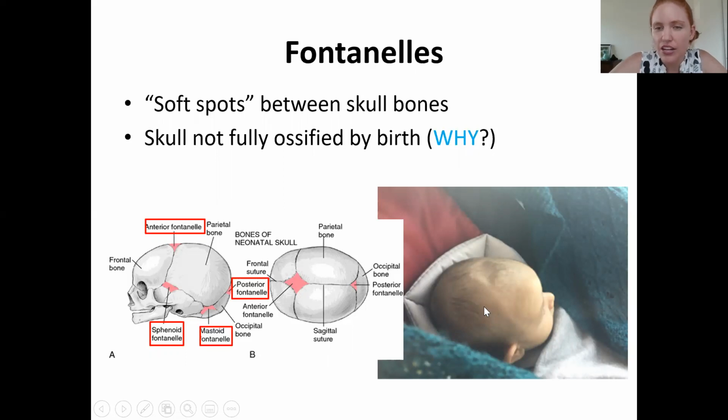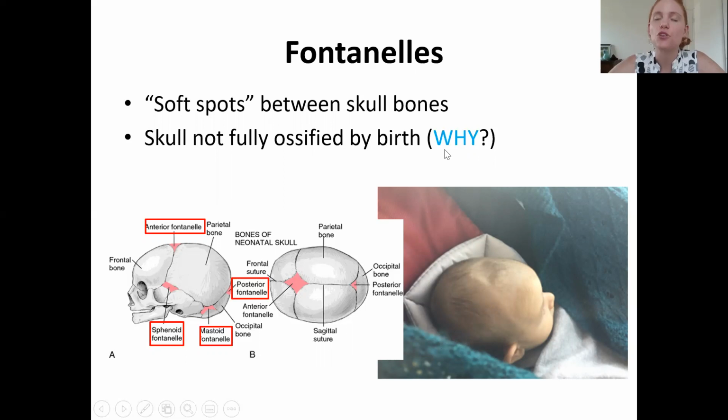Now, I did want to take a minute and mention that this picture right here is a bit concerning to me, because fontanelles that are depressed like that, kind of sucked in, might indicate dehydration. So this picture is worrisome for me. Okay, anyway, back to the lecture.